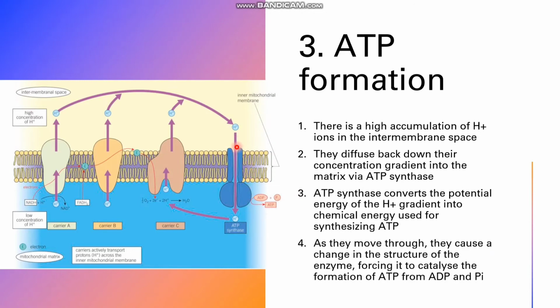So as our H+ ions move through the ATP synthase, they cause a structural change in the enzyme, forcing ATP synthase to catalyze the formation of ATP. And this is from ADP and phosphate. So our ADP is being phosphorylated, it's gaining a phosphate group to become ATP.